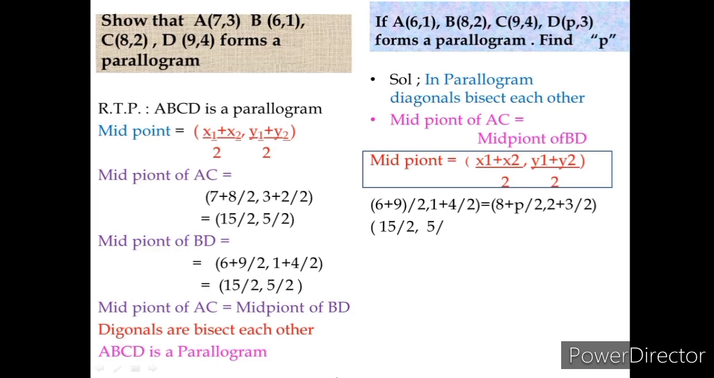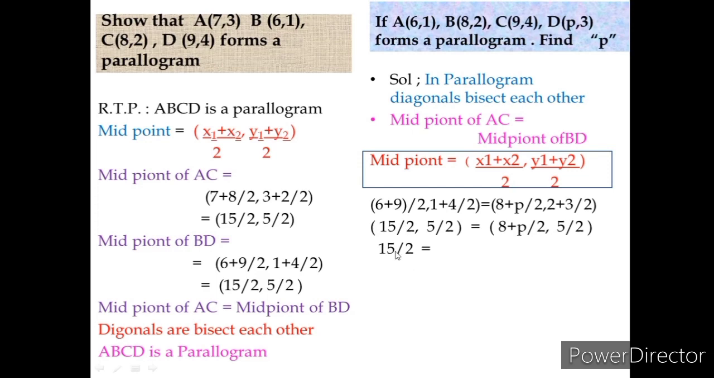So the step will be like this. You see here, 6 plus 9 is 15 by 2, 1 plus 4 is 5 by 2, here 8 plus p by 2. Why? Because these two are unlike terms, you cannot add. Then 2 plus 3 is 5 by 2. You see here the y coordinate is 5 by 2, here the y coordinate is 5 by 2. Both y coordinates are equal. There is no need to equalize these two, because 5 by 2 and 5 by 2 are both known values. Therefore just equalize the x coordinates.